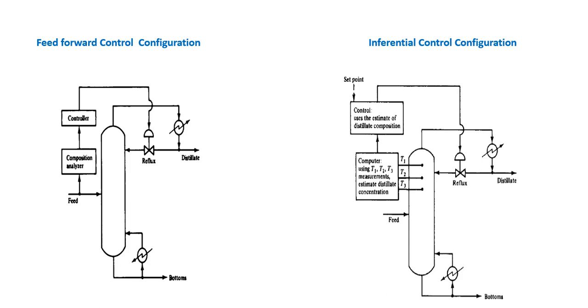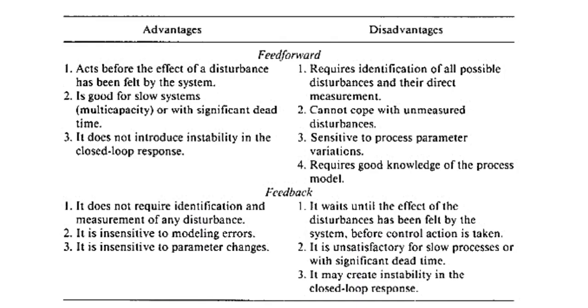Clear? Moving further. Now here are certain advantages and disadvantages of feed forward and feed backward. The advantages of feed forward are basically the disadvantages of feed backward, and similarly the feed backward advantages become the disadvantages for feed forward. Now feed forward advantage, again the disturbance has been eliminated before it enters, so it's basically an anticipatory move. It's good for slow systems. It doesn't introduce any instability. Obviously the disturbance has been eliminated, so it doesn't introduce any instability in the closed loop.